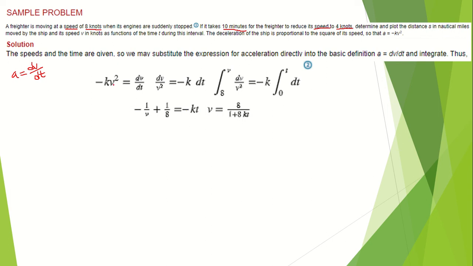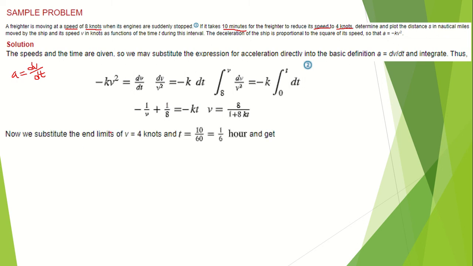From here you find the LCD and then you solve for v. So v is equal to 8 divided by 1 plus 8 times kt. Class, this is just algebra, so I hope you have no problem solving this equation. Here you do integral calculus, together with your knowledge of differential calculus, and then you just solve for v using your skills in algebra.